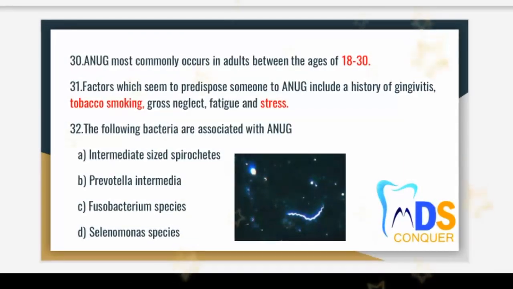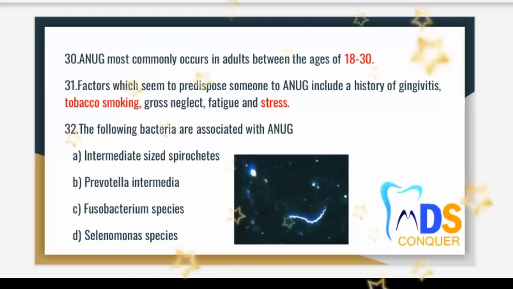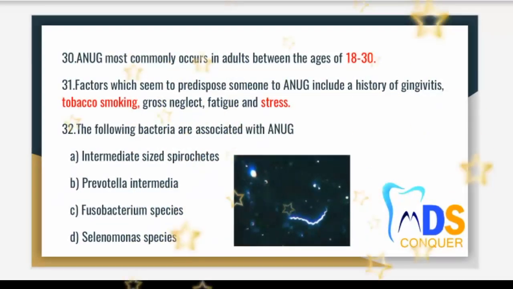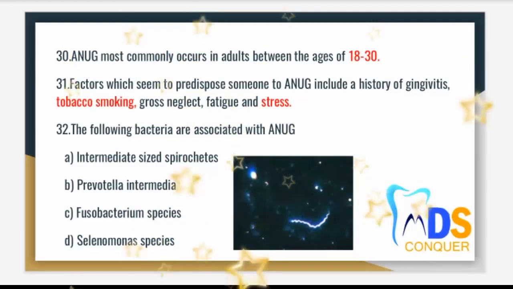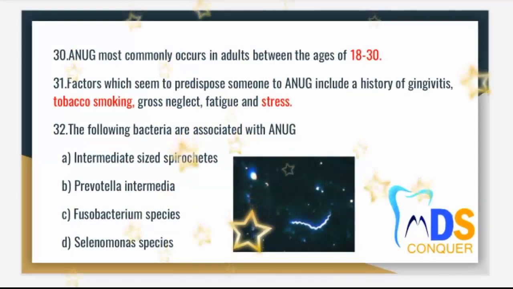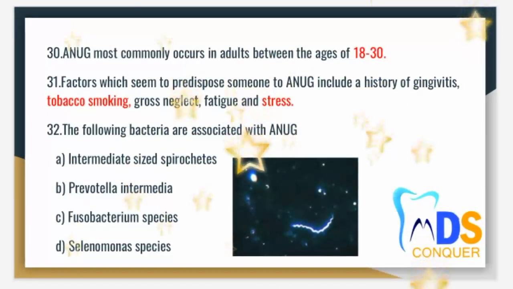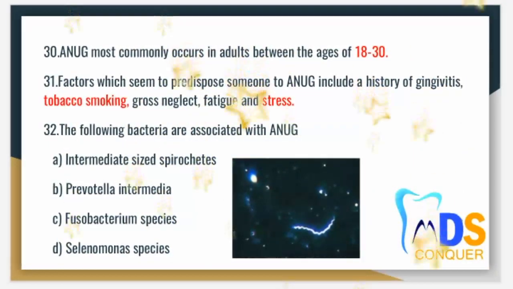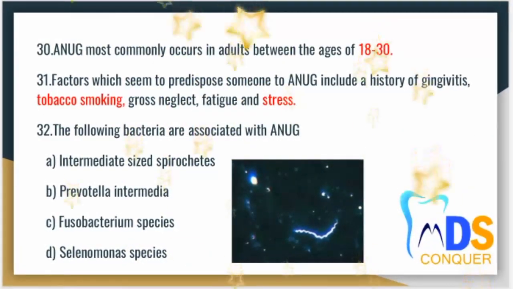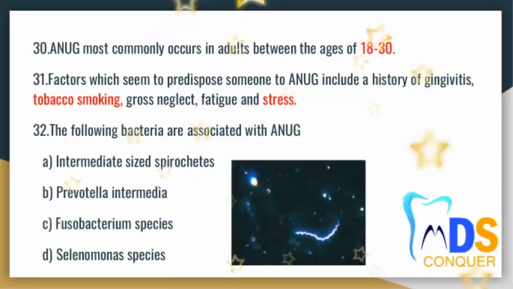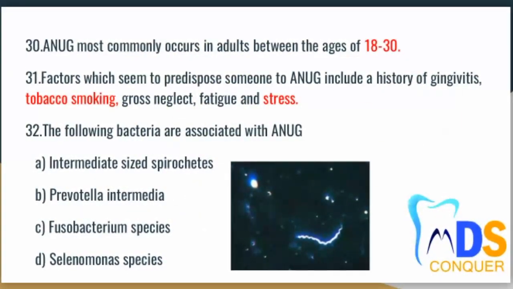Number 30. ANUG most commonly occurs in adults between the ages of 18 and 30. Number 31. Factors which seem to predispose someone to ANUG include a history of gingivitis, tobacco smoking, gross neglect, fatigue and stress. Number 32. The following bacteria are associated with ANUG. They are intermediate-sized spirochetes, Prevotella intermedia, Fusobacterium species and Selenomonas species.